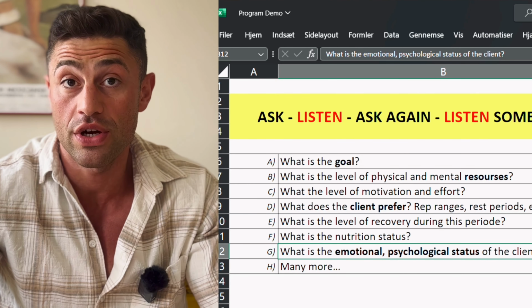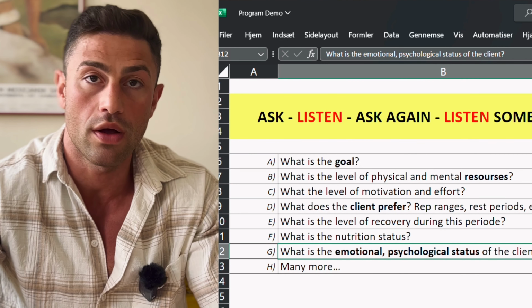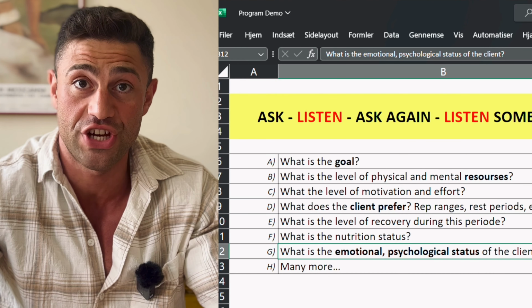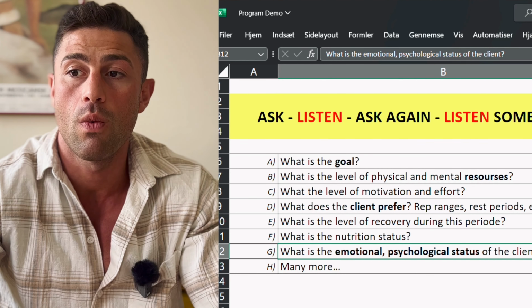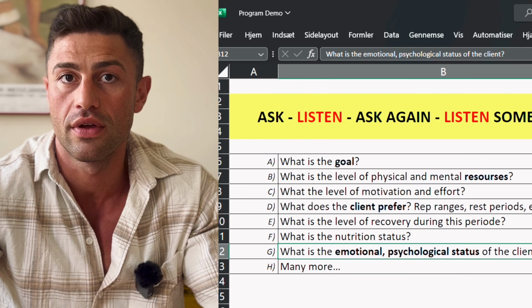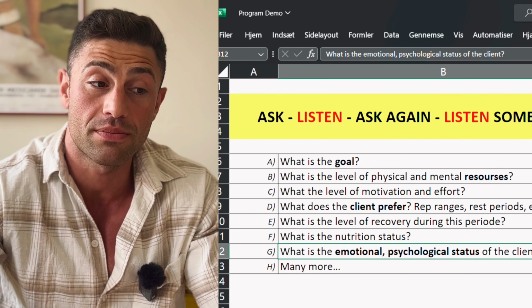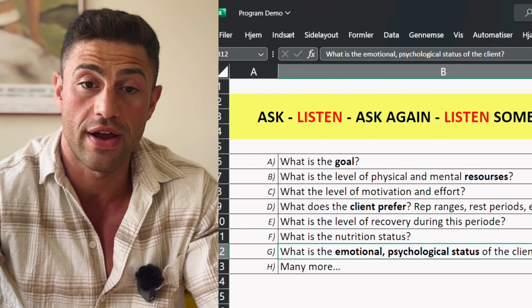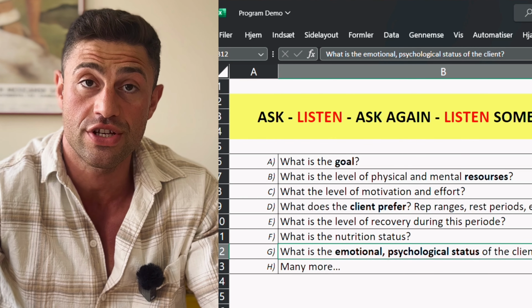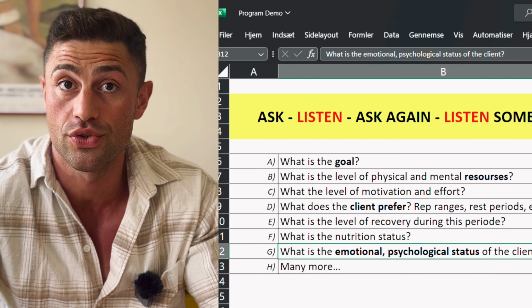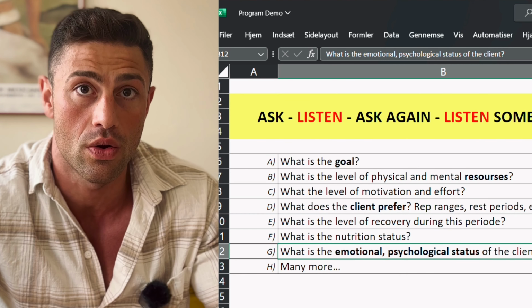The first question we have to ask ourselves is, what is the goal? Everybody has a dream of becoming jacked and strong, but what does it actually mean for the client? What is it specifically they want to achieve? That can sometimes be hard to find out. Sometimes we have to come with suggestions and maybe inspire the client to set goals.